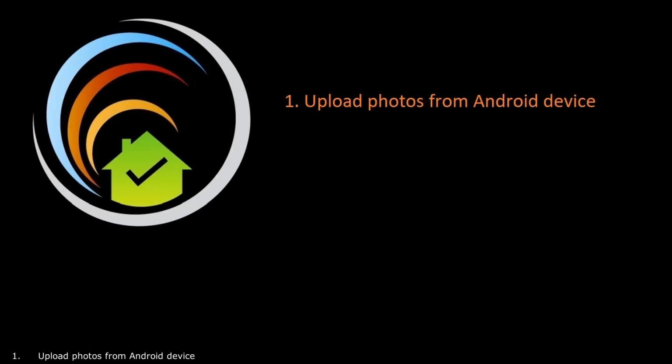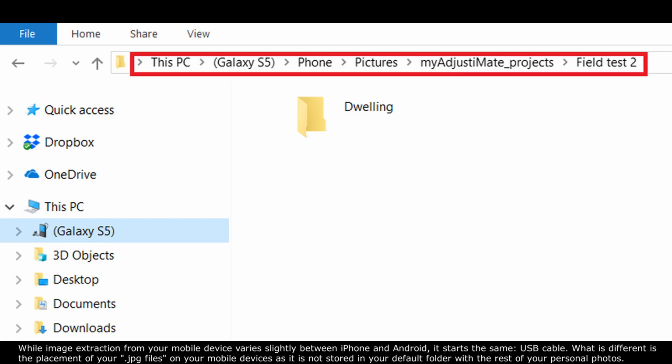1. Upload photos from an Android device. While image extraction from your mobile device varies slightly between an iPhone or an Android, it starts the same, the USB cable. What is different is the placement of your JPEG files on your mobile device, as they are not stored in your default folder with the rest of your personal photos.